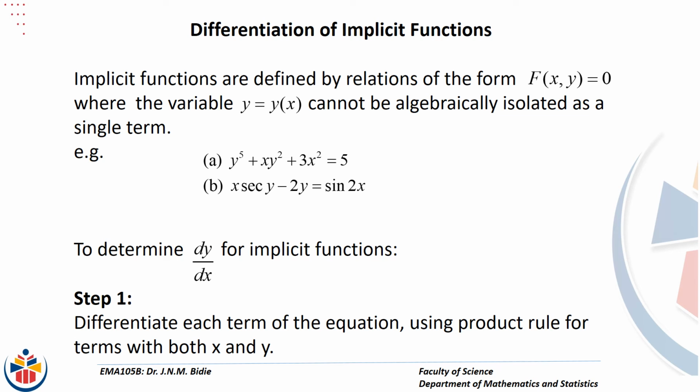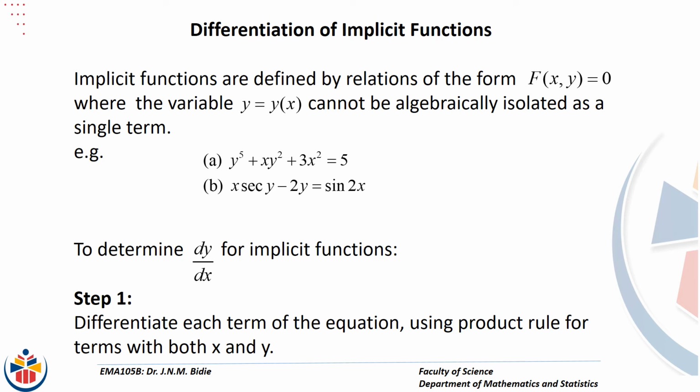So the first thing you do, given any expression that is implicit in nature, find the derivative of each term. Now you need to note y is a function of x. So if you are asked to find the derivative of y squared, it means it is 2 times y times dy over dx. We use the chain rule on it. So whenever you have a variable y, you have to use the chain rule to find its derivative.